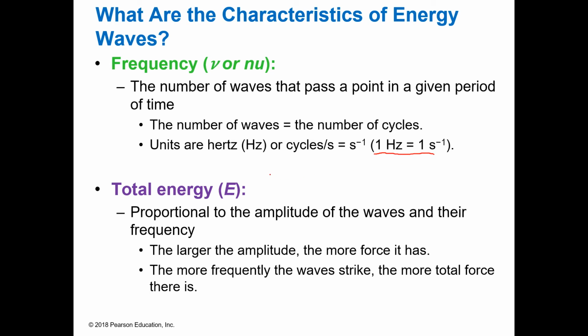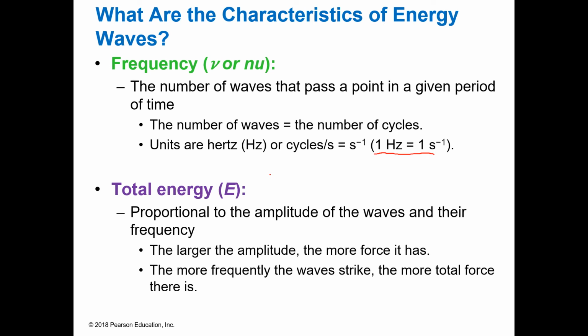The total energy of our light is proportional to the amplitude and the frequency. The larger the amplitude, the more force it has, which makes sense, right? It's got a larger hill to climb and then release. The more frequently the waves strike, the more total force there is.